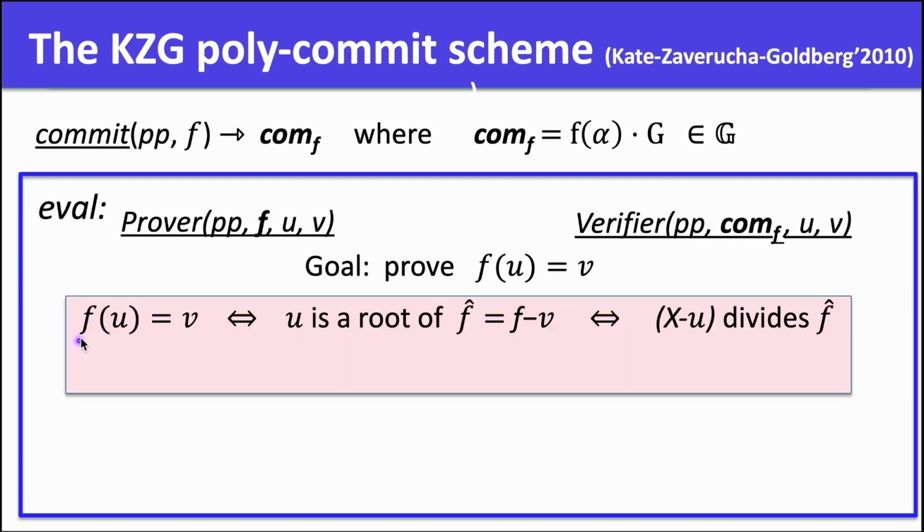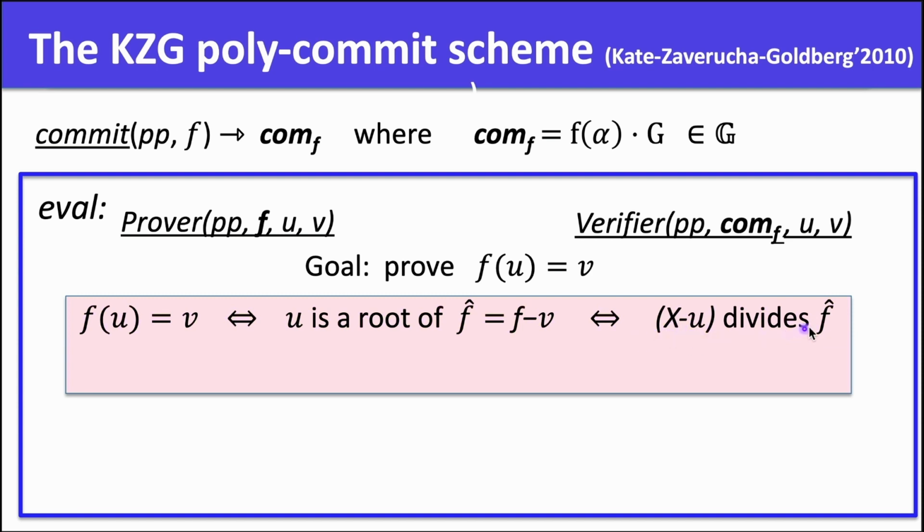So first of all, observe that if f of u is equal to v, that means that u must be a root of the polynomial f minus v. Right? If we evaluate this polynomial f hat at the point u, we'll get 0. So u must be a root of this polynomial f hat. Now, what does it mean that u is a root of the polynomial f hat? If you think back to your high school algebra days, you remember that if a polynomial f hat has a root at the point u, that means that f hat is divisible by the linear polynomial x minus u.